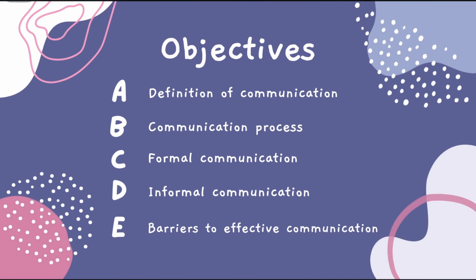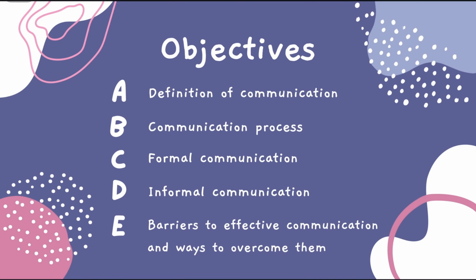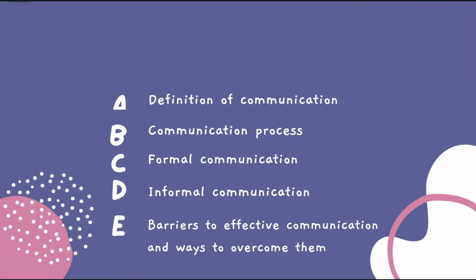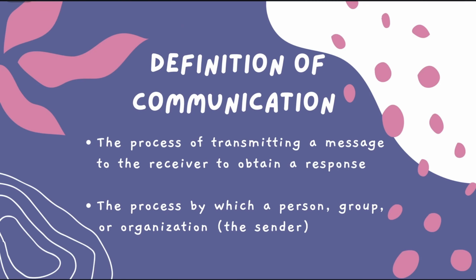There are 5 objectives in this chapter: definition of communication, communication process, formal communication, informal communication, and the last one is barriers to effective communication and ways to overcome them. Our group is going to explain the 3 objectives in this chapter, which are definition of communication, communication process, and formal communication. As you can see, here is the definition of communication.